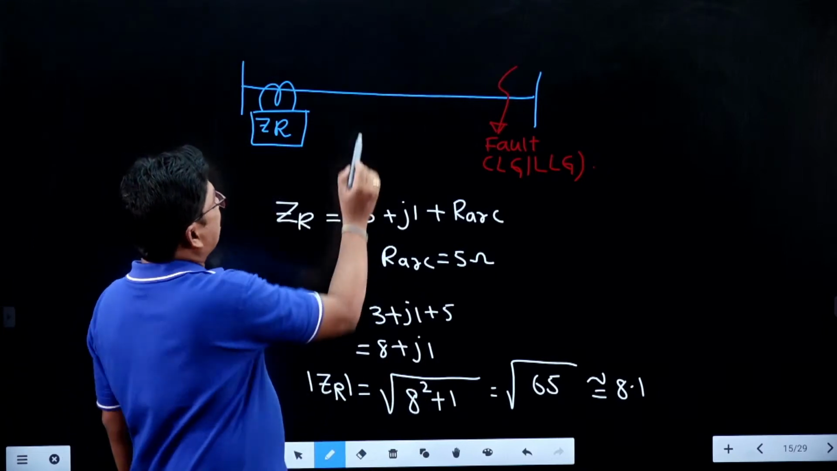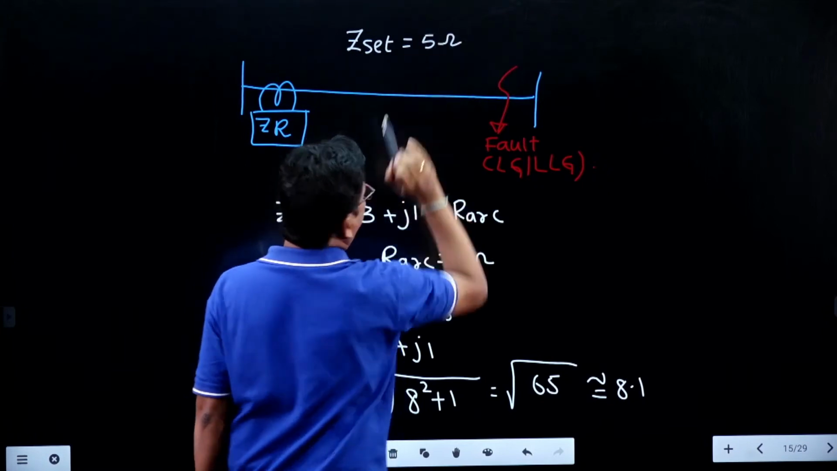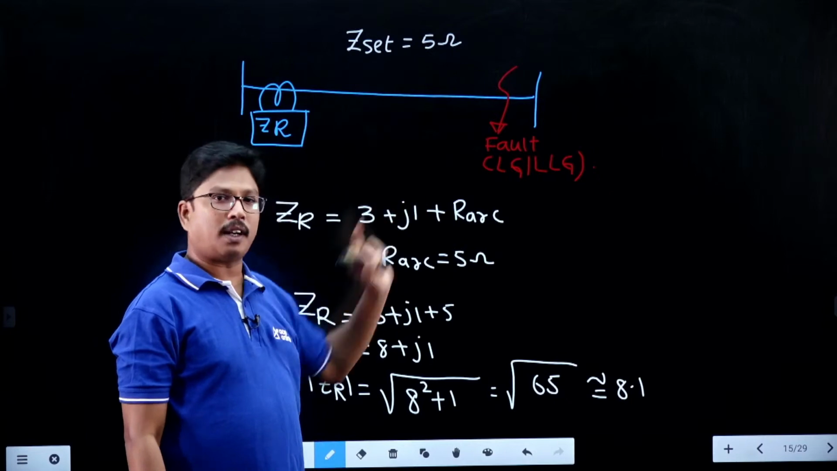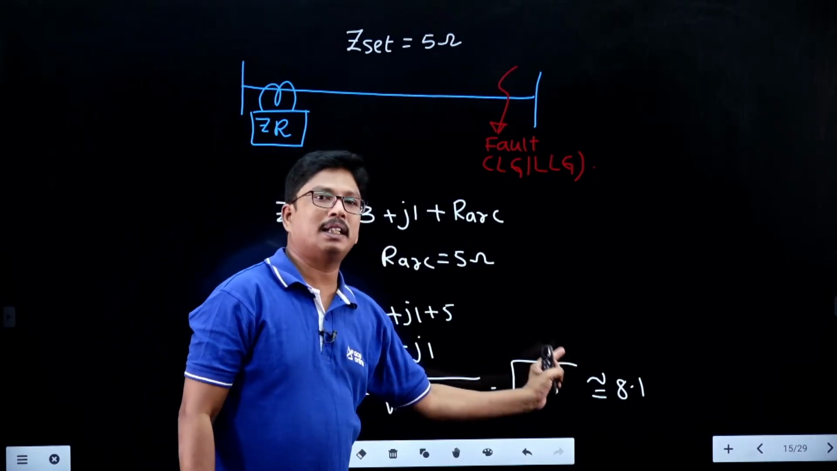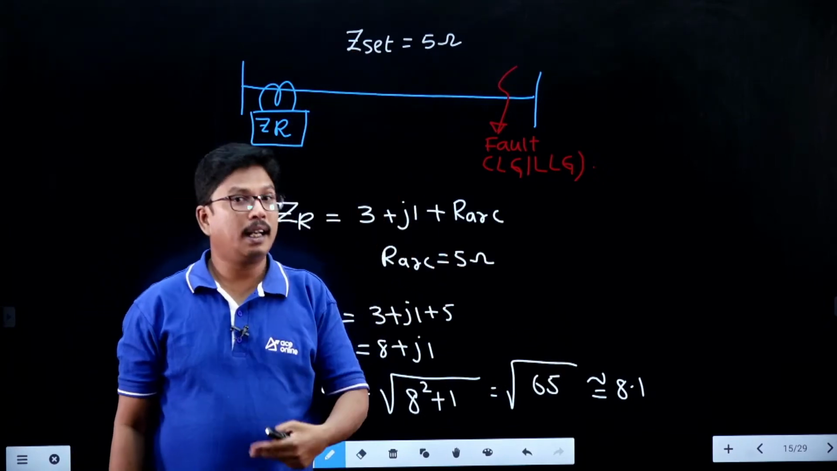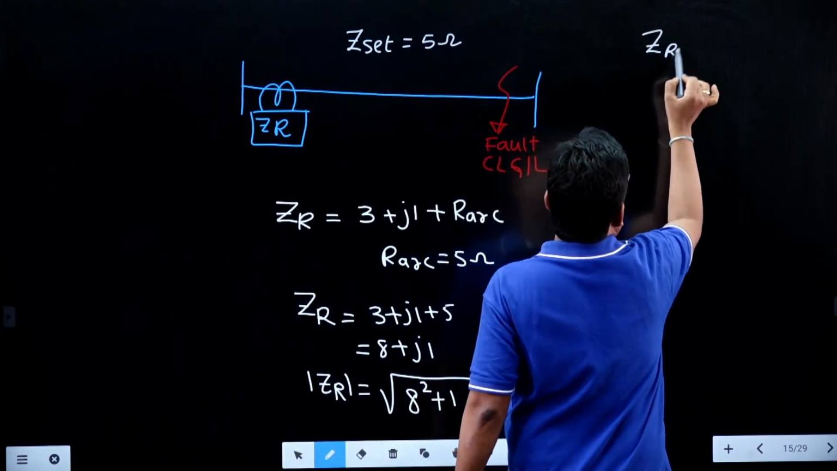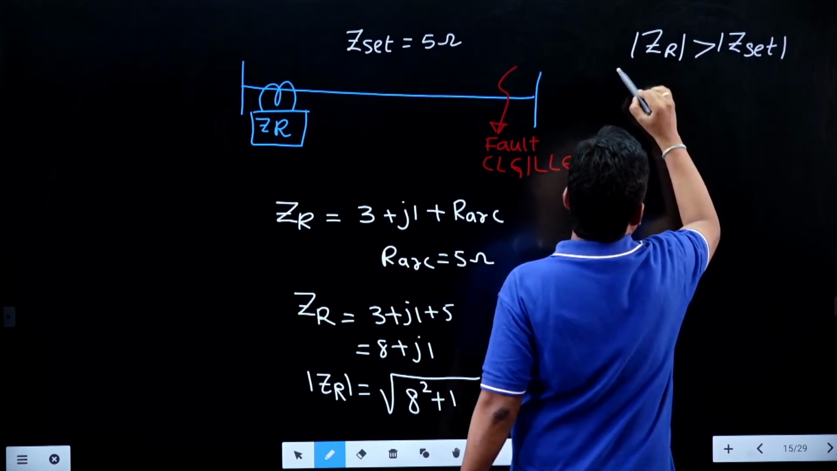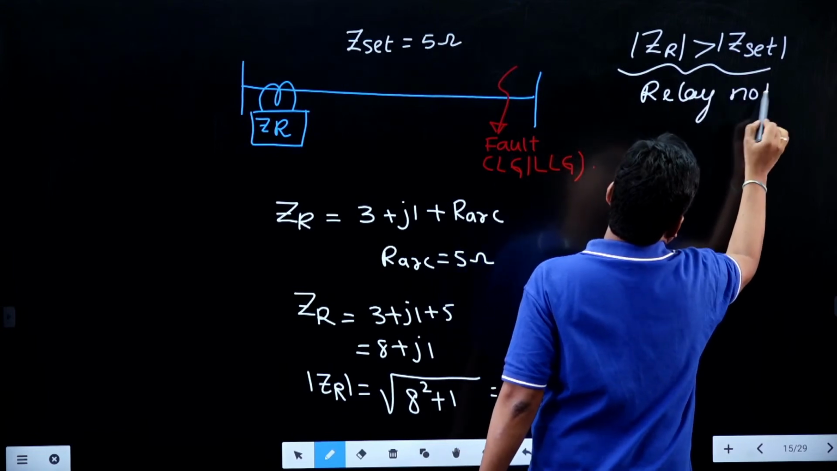But what about the relay set impedance? The relay set impedance is only 5 ohms. Now, there is a fault in the system. Because of arc resistance, the relay is seeing an impedance of 8.1, which is more than the set impedance, so the relay will not operate. Therefore, ZR is more than Z set. So what happens? Relay does not operate.